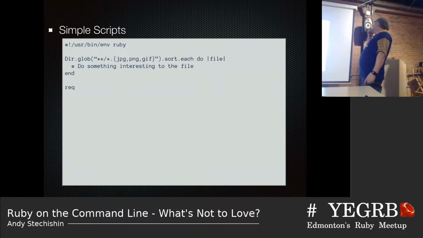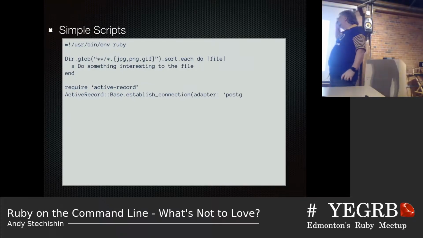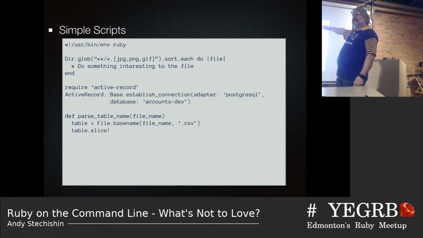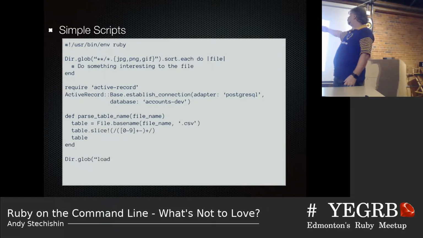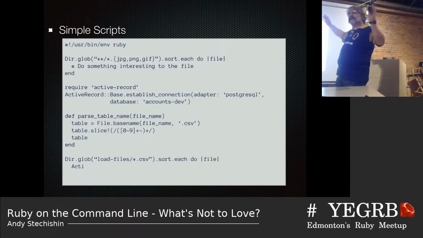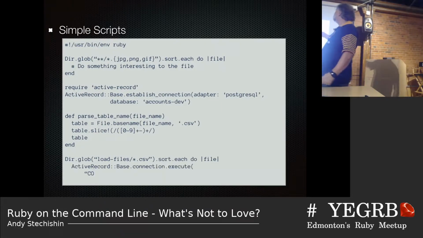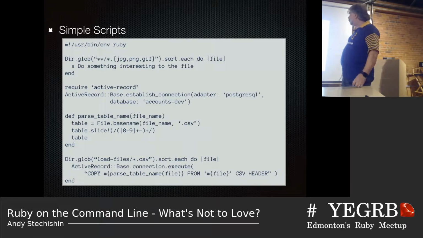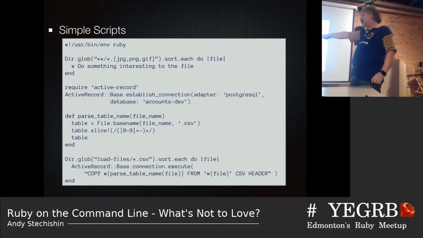Another thing that I could do is I'll include Active Record. Now I establish my connection. I'm using it on a Mac where it's done locally, so I don't have to provide a username and password because I'm the database owner and my user and stuff like that. I put in a function there because I want to zip out the table name. Then I do a Dir.glob on my load files directory of all my CSV files.